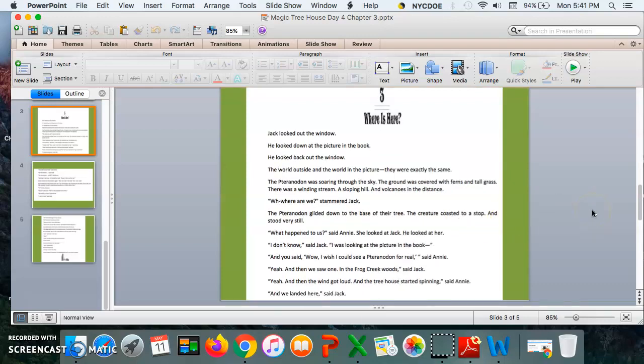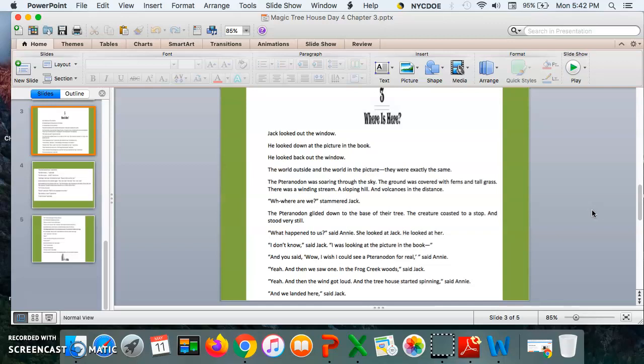Chapter 3. Where is here? Jack looked out the window. He looked down at the picture in the book. He looked back out the window. The world outside and the world in the picture, they were exactly the same. The pteranodon was soaring through the sky. The ground was covered with ferns and tall grass. There was a winding stream, a sloping hill, and volcanoes in the distance. Where are we? Stammered Jack.